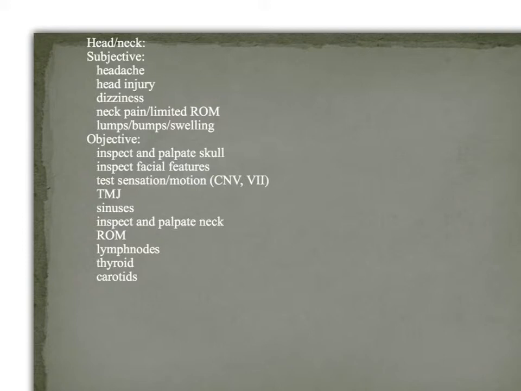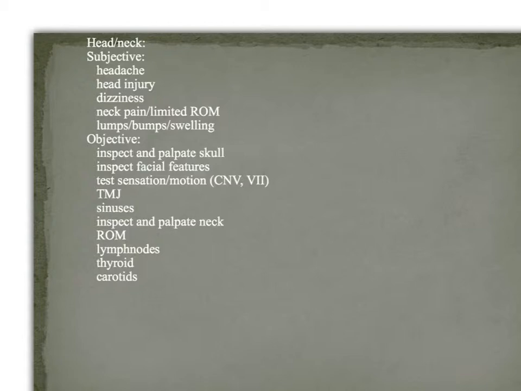Some of the common questions a healthcare provider asks each client when performing a history on the head include: is the patient experiencing any headaches? Has there been any history of any head injury? And if so, when? How frequent and to what extent? Is there any dizziness? Is there any neck pain or limited range of motion of the neck? And are there any lumps, bumps, or swelling of the head noted?